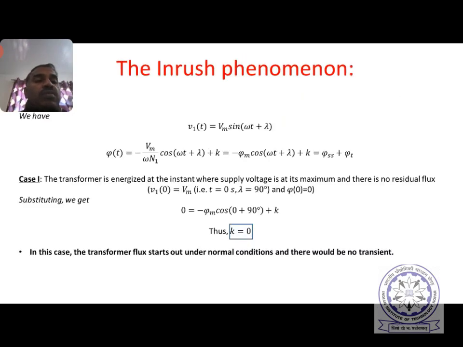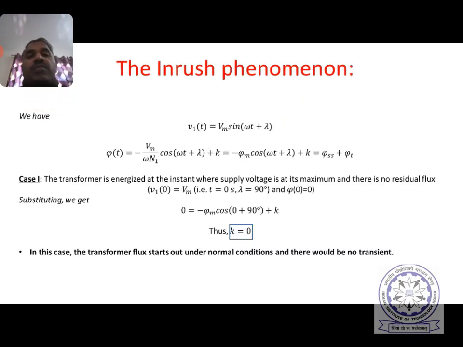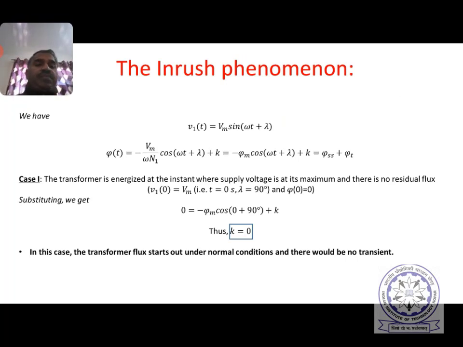Now let us go through the inrush current phenomenon again. V of t is equal to Vm sin(omega t plus lambda). Let us take the voltage to be Vm sin(omega t plus lambda), meaning a certain phase angle. Now phi of t is the integration of that plus some constant k. That k is actually phi t, the transient portion; so we have the steady state portion plus the transient portion.